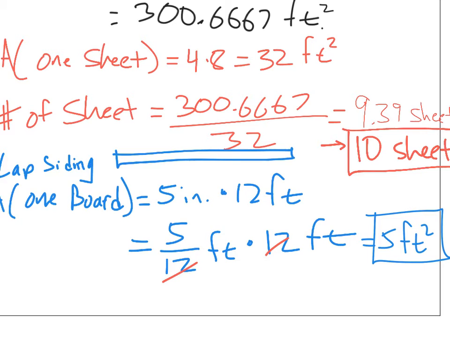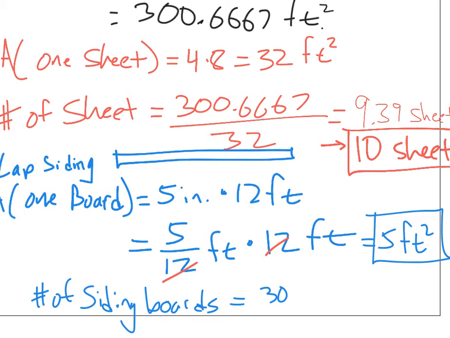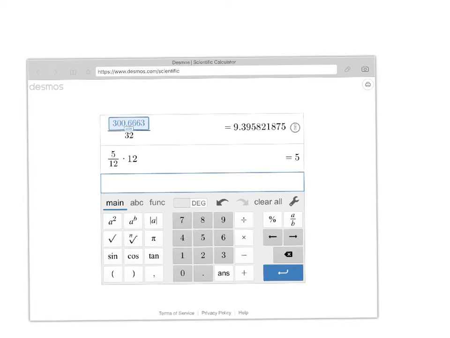And we know we have 300.66, whoops, lost a 0. So the number of lap siding boards is going to be 300 divided by 5. So we have our 300.